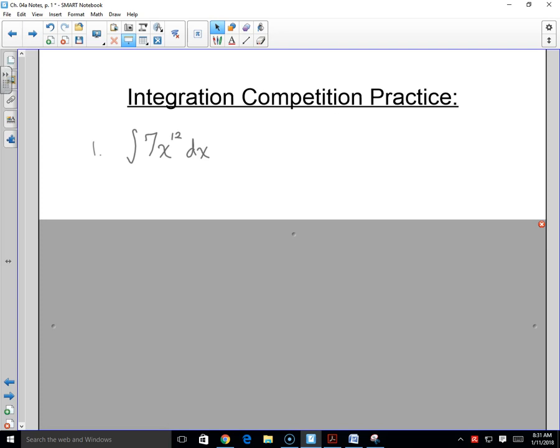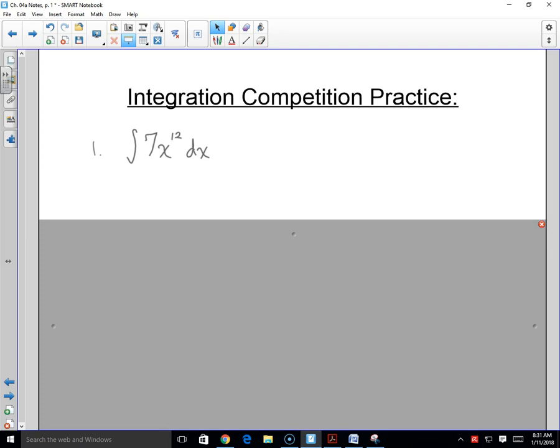Did you write the check? Okay, let me see. I kind of checked it weird. All right, we just need to write it down. 7/13 x to the 13 plus c, right? Okay, this next one. It might be a good idea to check, but I'm not going to make you write the check.